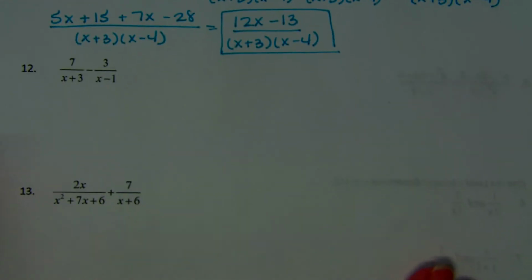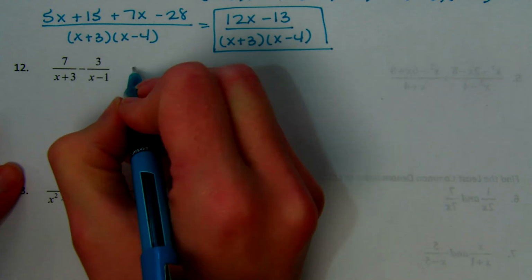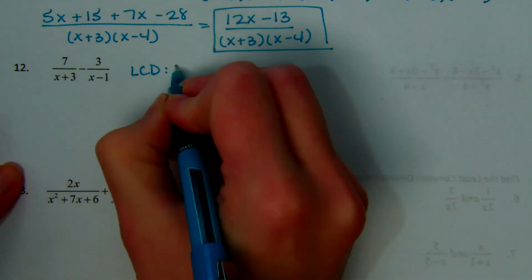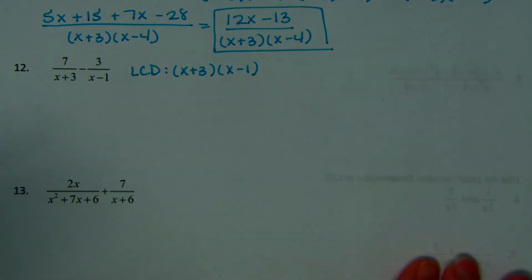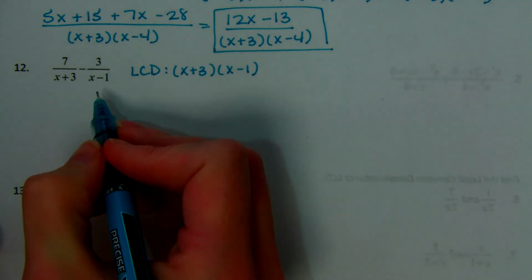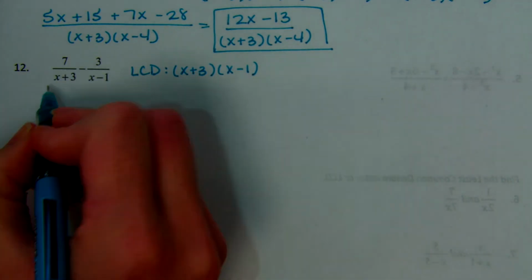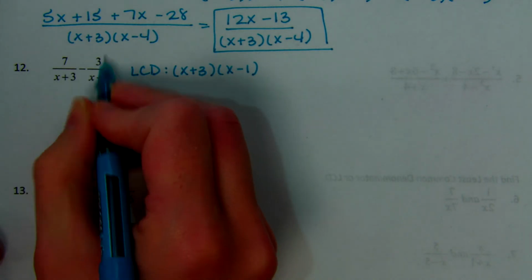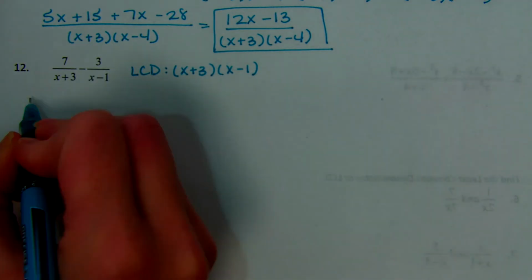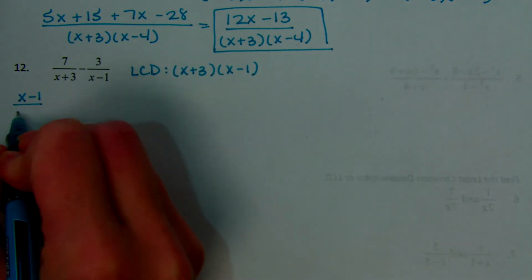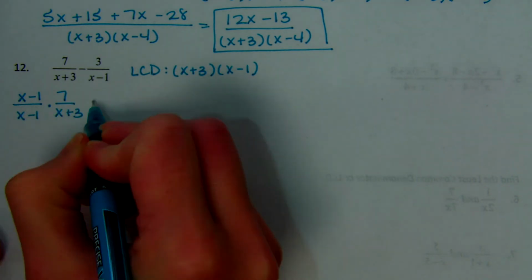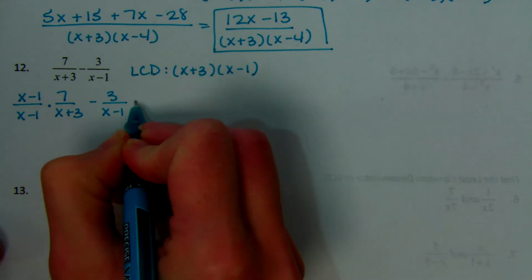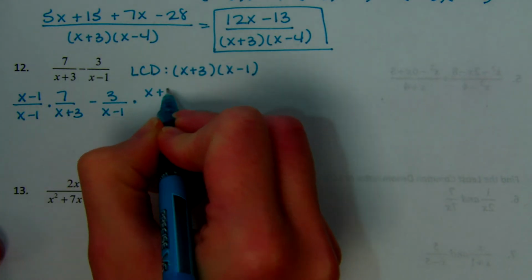All right, number 12 works in exactly the same way. My LCD here is x plus 3 and x minus 1. They didn't have anything in common, so we just put them together, the two denominators. To fix this fraction, so it's got my LCD, I'm going to multiply by x minus 1, and I'm going to multiply this fraction by x plus 3. So x minus 1 over x minus 1 times 7 over x plus 3 minus 3 over x minus 1 times the x plus 3's.